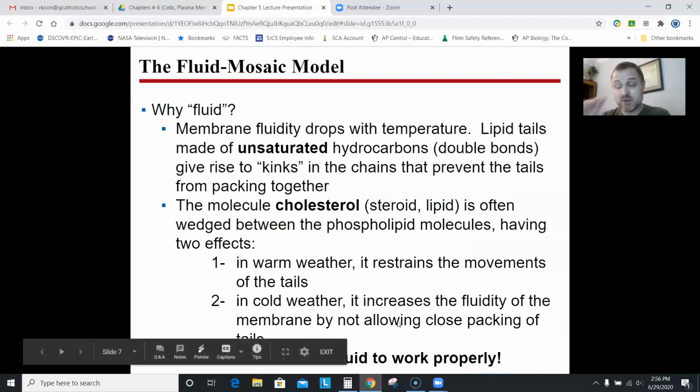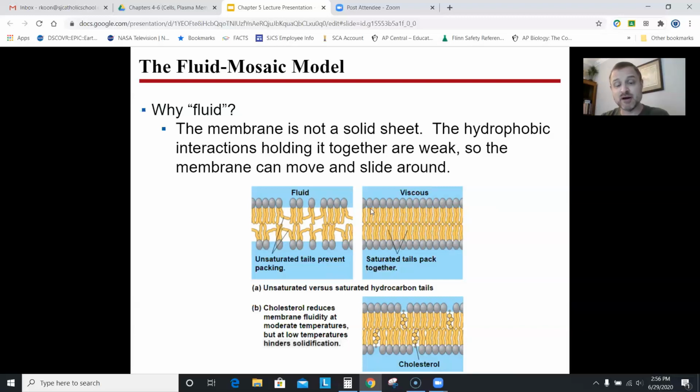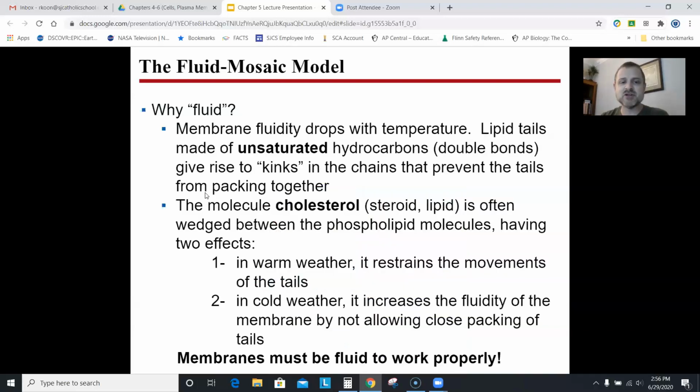Remember we talked in an earlier chapter about saturated versus unsaturated fatty acids. This picture shows ones that are saturated, with no double bonds. These are ones that are unsaturated, which have one or more double bonds. Fatty acids that are unsaturated have double bonds, which means it's hard to pack them in tightly.